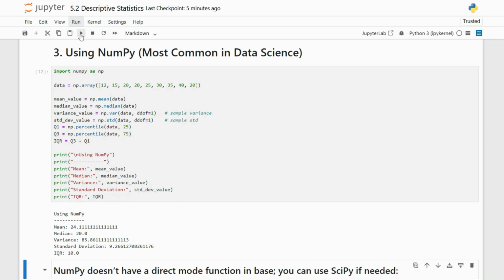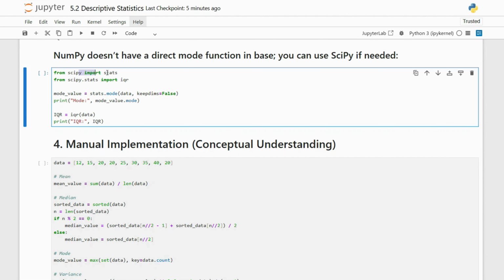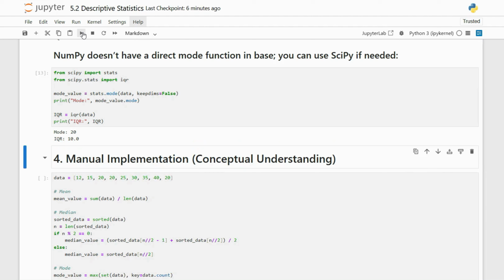When calculating variance and standard deviation, we specify that the data is a sample and not a full population. This is common practice in academic research and statistical analysis. NumPy does not directly calculate the mode. For that, we use another library called SciPy. SciPy works together with NumPy and provides advanced statistical functions. Using SciPy, Python identifies the most frequent value in the dataset.